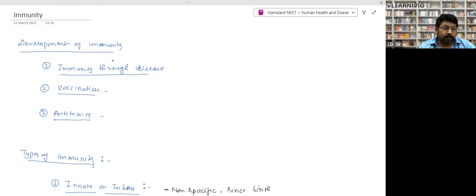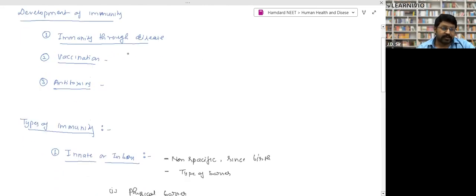So, development of the immunity. Immunity can be developed in three ways. Here you will get questions from passive immunity. Many times the question has been asked from passive immunity, right? And B cells and T cells, right? Immunity is developed through the disease, vaccination, and antitoxin.